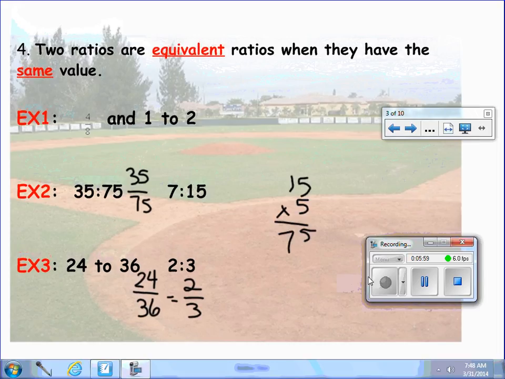Note on number 2, I had a typo. If you were to reduce 35/75, they have a common factor of 5. 35 divided by 5 is 7. 75 divided by 5 is 15. So here is the correct equivalent ratio for number 2.